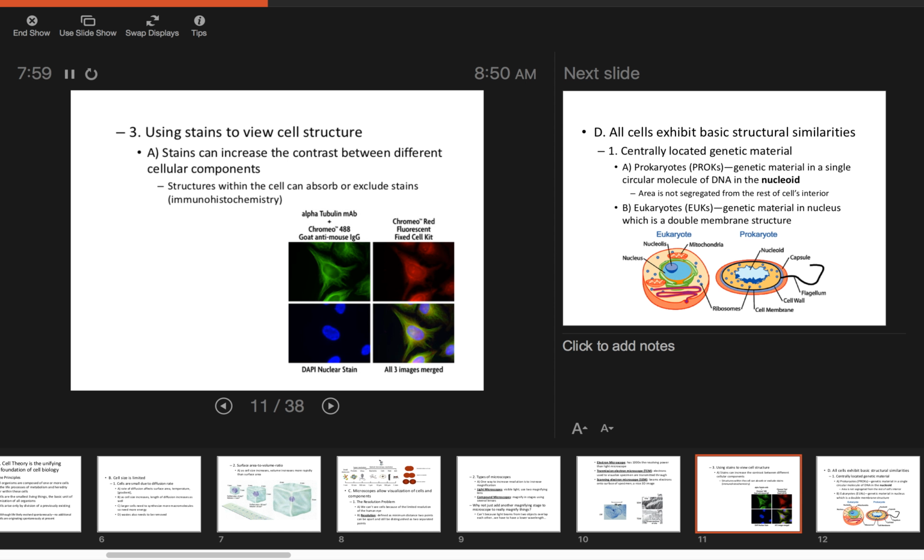But there are different colors that you use. And we always use a DAPI blue for the nucleus. So what you're seeing here is just the nucleus being stained. Green is usually the cytoskeleton, like the outside kind of tubulin. And then red is also part of the cytoskeleton, but it's a different component. And so then when you overlay all 3 of these, you get a cool image like this.